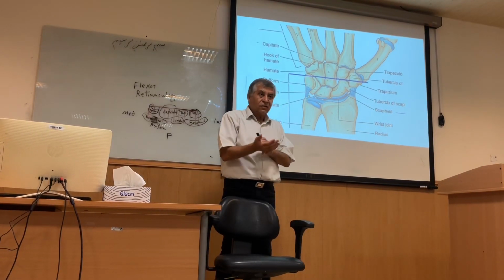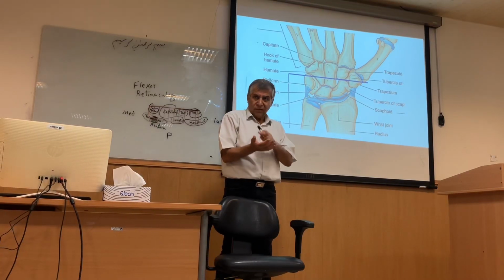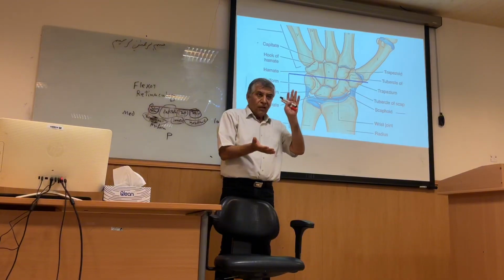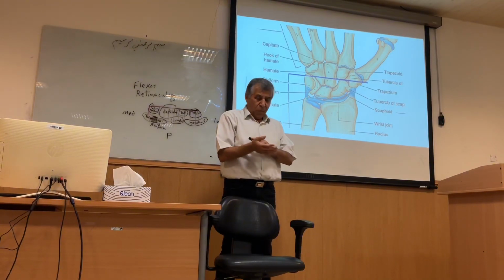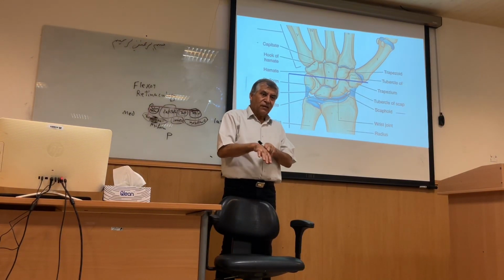The anterior surface is not possible to touch, because 20 muscles are located there. But the posterior surface is on the skin. For this reason, the posterior surface is touchable. Okay?